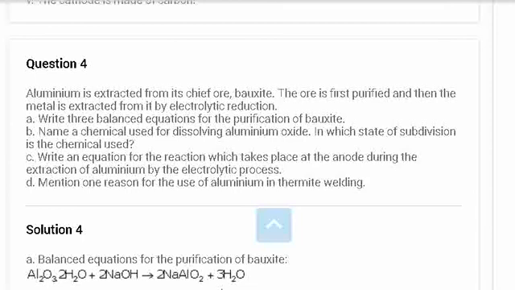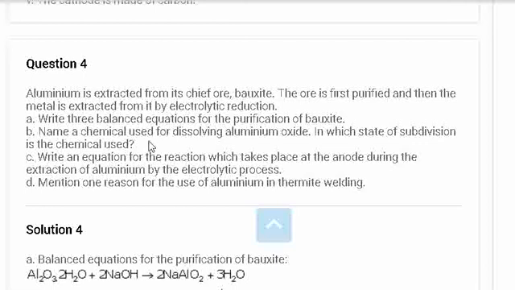Question number 4. Aluminium is extracted from the chief ore bauxite. The ore is first purified and then the metal is extracted by electrolytic reduction. Write three balanced equations for the purification of bauxite.